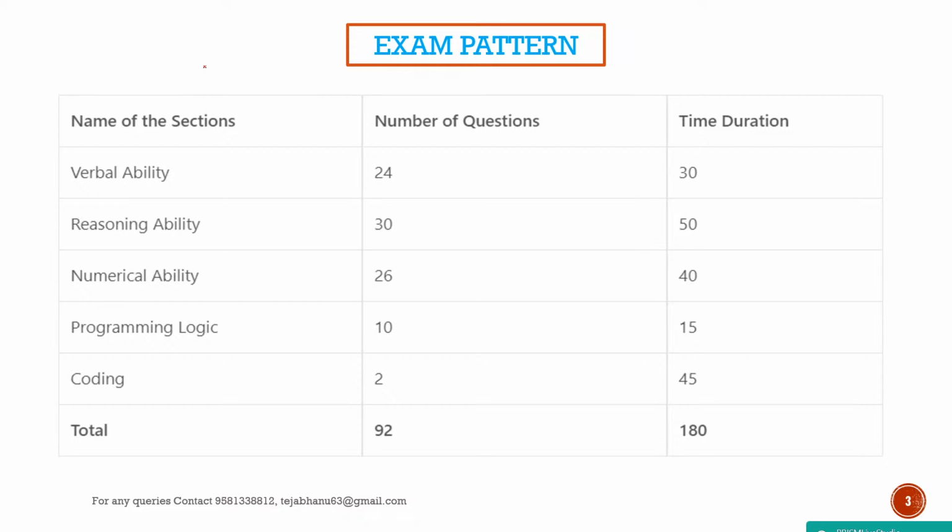Verbal ability will have 24 questions for 30 minutes duration, and reasoning ability 30 questions, 50 minutes duration. Numerical ability 26 questions, 40 minutes. Programming logic 10 questions, 15 minutes. Coding 2 questions, 45 minutes. And a total of 92 questions we have to answer within 180 minutes. Okay, this is how we have to do. Next one.